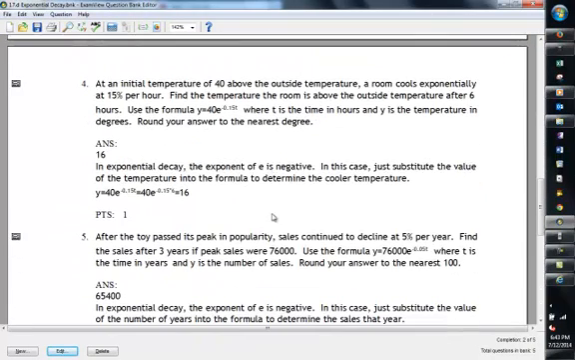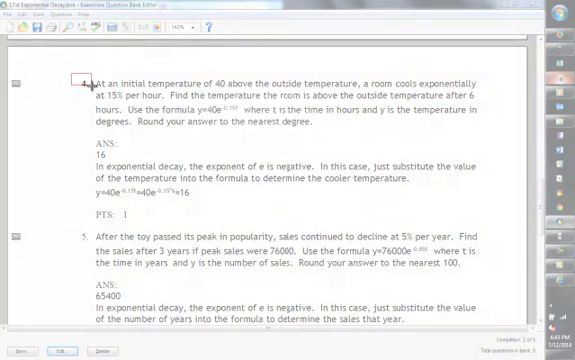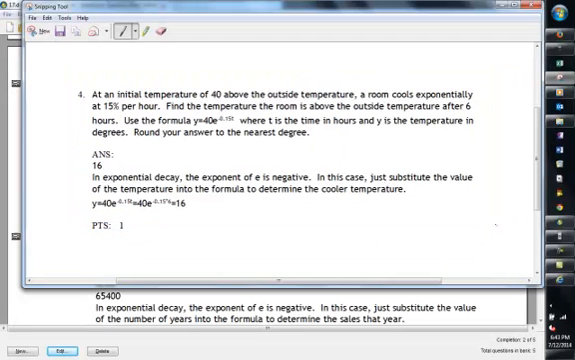And next one. This is probably a very important kind of problem that you would run into if you were either in insulation or in heating and HVAC. At an initial temperature of 40 above the outside temperature, a room cools exponentially at 15% per hour. In other words, it's colder outside, and the room cools if heat isn't added at 15% per hour. Find the temperature the room is above the outside temperature after 6 hours.